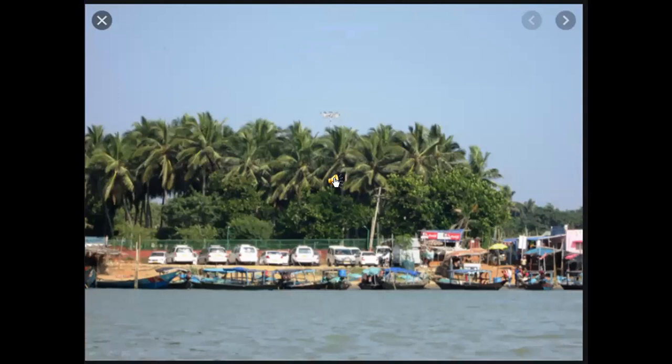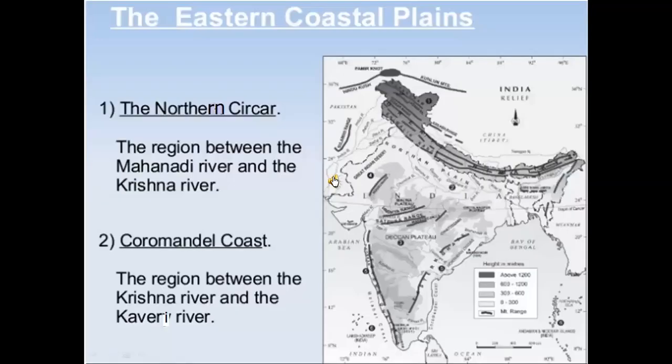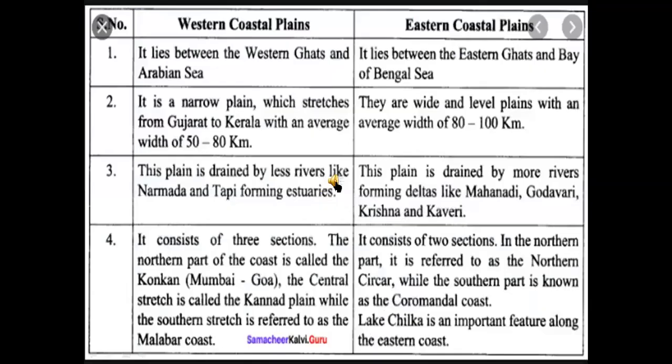Do you know, children, the Chilika Lake is the largest saltwater lake in India. It lies in the state of Orissa to the south of the Mahanadi Delta. The Northern Circars, the region between the Mahanadi River and the Krishna River. The Coromandel coast, the region between the Krishna River and the Kaveri River. These are a few differences between the western coastal plain and the eastern coastal plain.